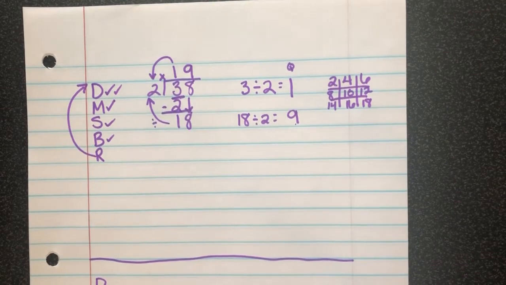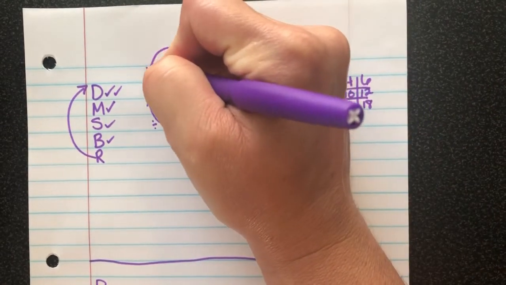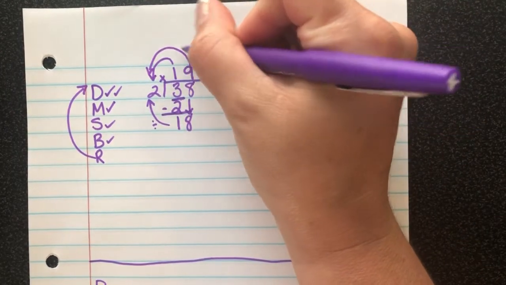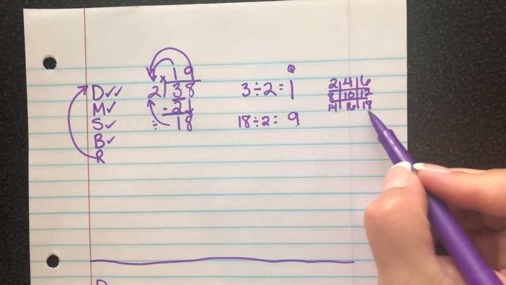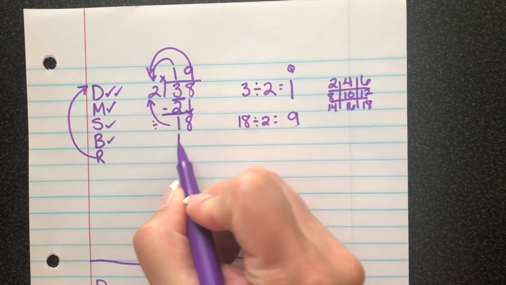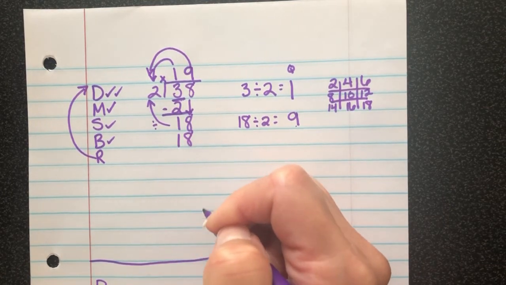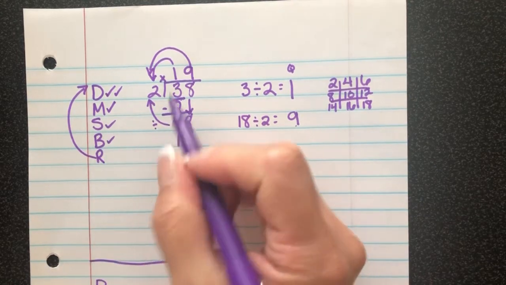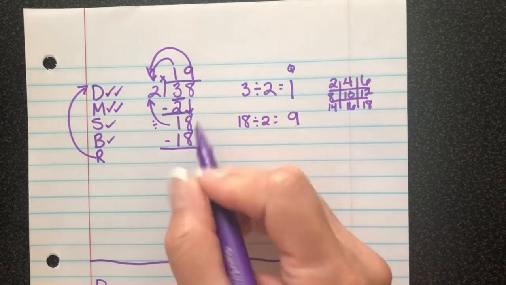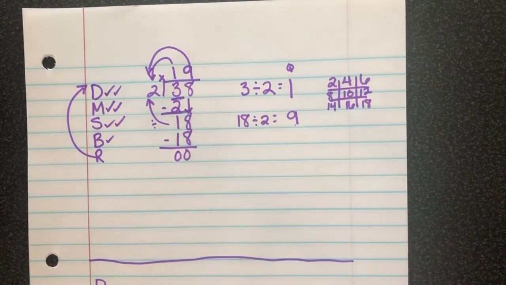Next, I'm going to multiply. Remember, I'm only multiplying the 9 times the 2, not 19 times 2. We've already multiplied the 1 times 2. So 9 times 2, we already know that equals 18. When I multiply that 9 times 2 and get 18, I need to put it down here underneath this remainder of 18. Oops, I forgot to put my check mark on multiply. Now I need to subtract. 18 minus 18 leaves me with nothing. So we just subtracted.